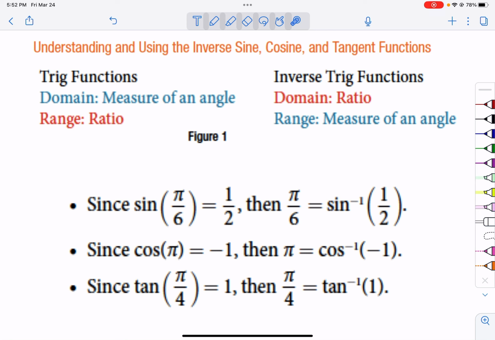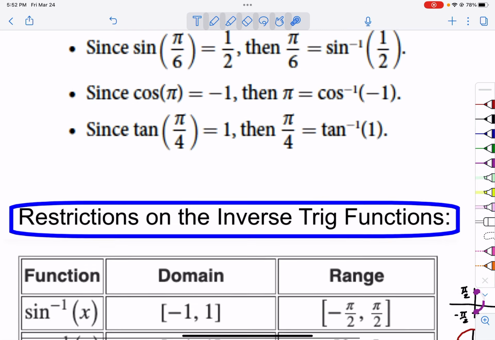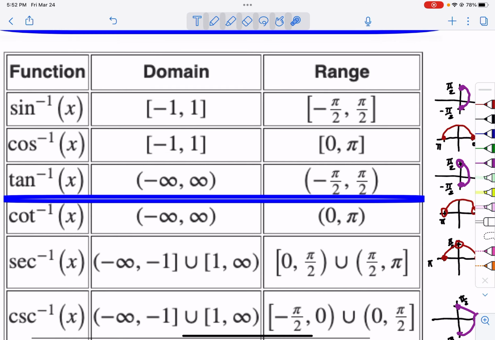Now, the problem with going backwards is we have so many places that we can land and get a sine value of 1/2. We have an infinite number of places that we get a sine value of 1/2. So what do we pick? So it's very important that we know the restrictions on the inverse functions.